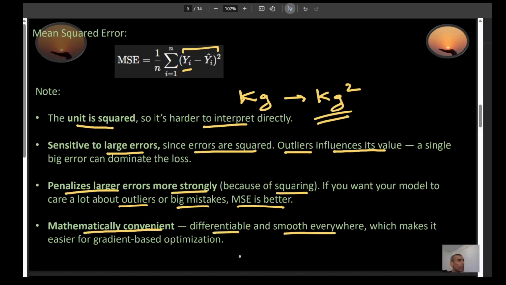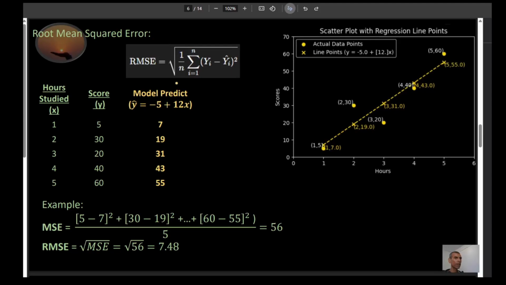That's why they are very heavily used in gradient based optimization algorithms. And now root mean squared error. Well, this is easy. You basically find your MSE first, and then you take a square root of that, and this will give you your RMSE.